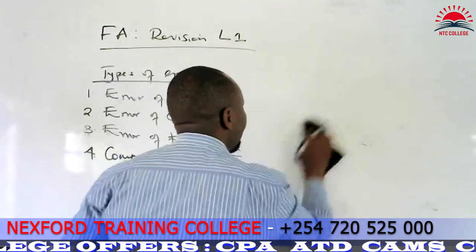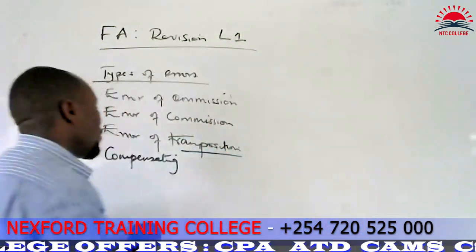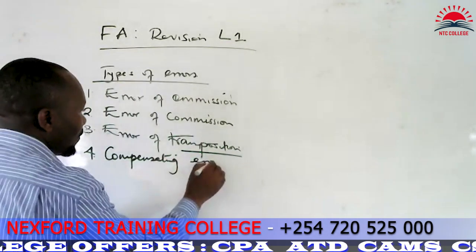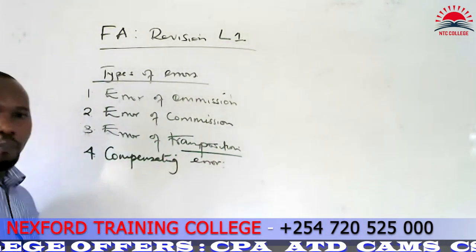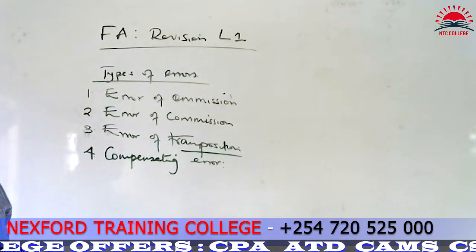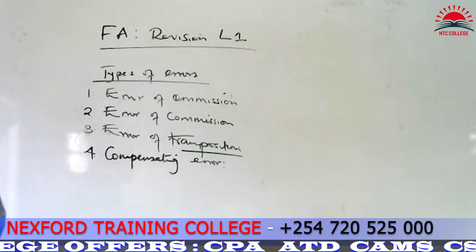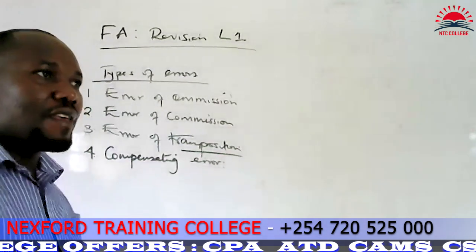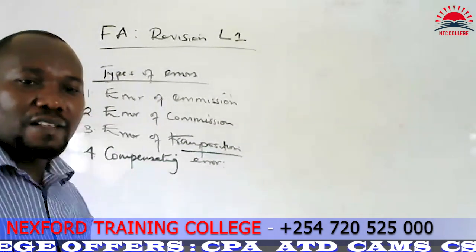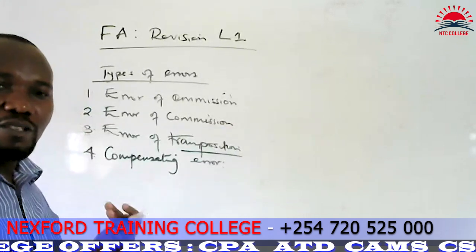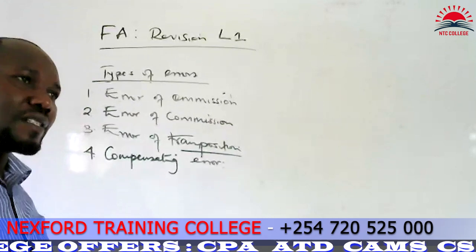Now, the next one is called compensating error. You can say this occurs where there are two errors that took place at the same time. This one I've actually experienced.